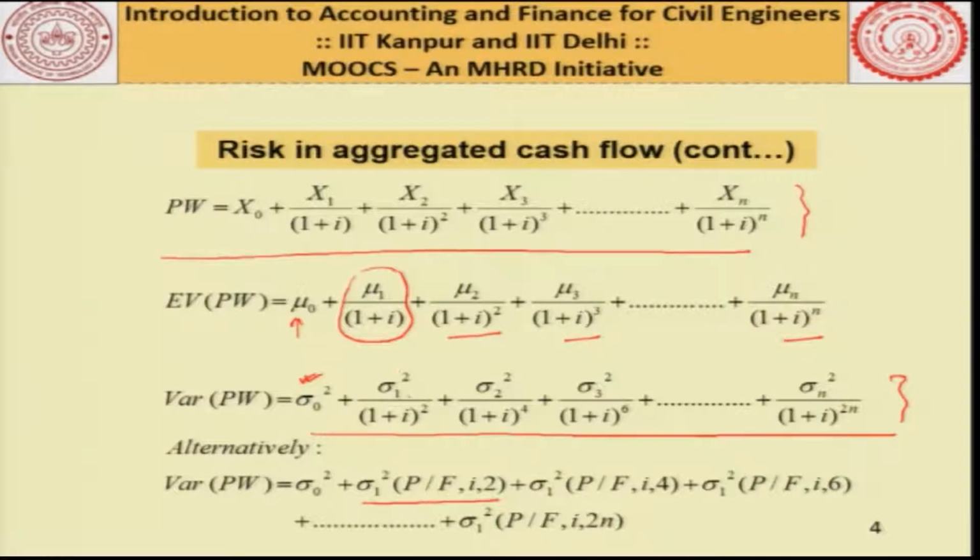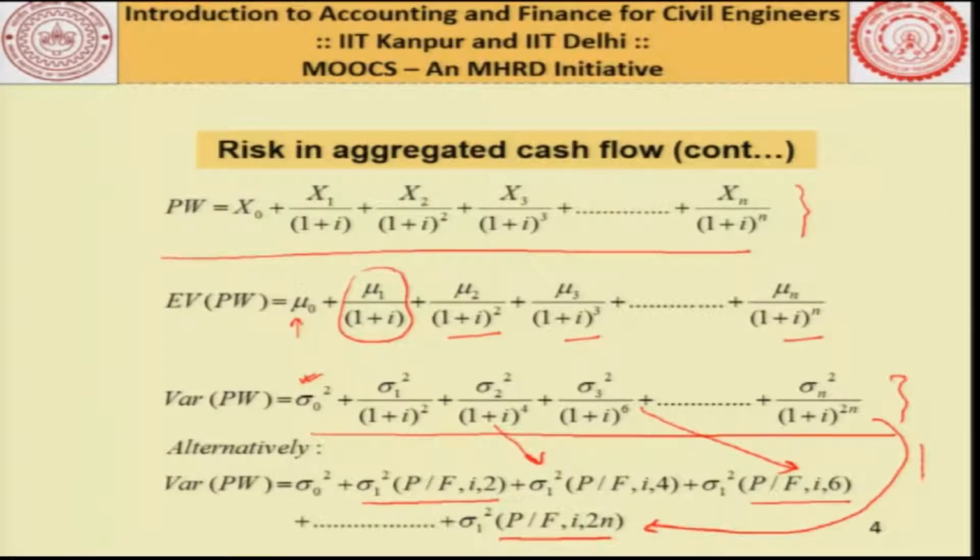So, for this expression 1 upon (1 plus i) raised to power 2, I can as well write P given F for an interest rate of i for 2 years. This will be converted like P given F for an interest rate of i and for a time period 4. This one you can convert like this, P given F for an interest rate i for a time period 6, and finally this one you can convert in terms of P given F for an interest rate i and for time period 2n.